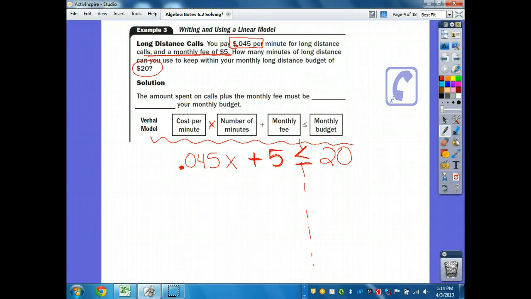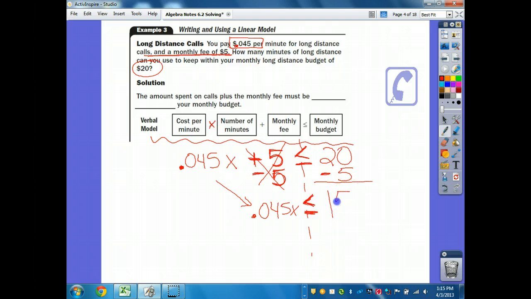Let's figure out how many minutes I could have talked in a month to my boyfriend that lived two towns over. What do I do first? Minus 5. Everybody agree? Okay, minus the 5. That cancels out and makes 0 on this side. We have 0.045x left. Do I have to flip the sign since it's minus 5 in both? No. Okay, good. Is less than or equal to what?